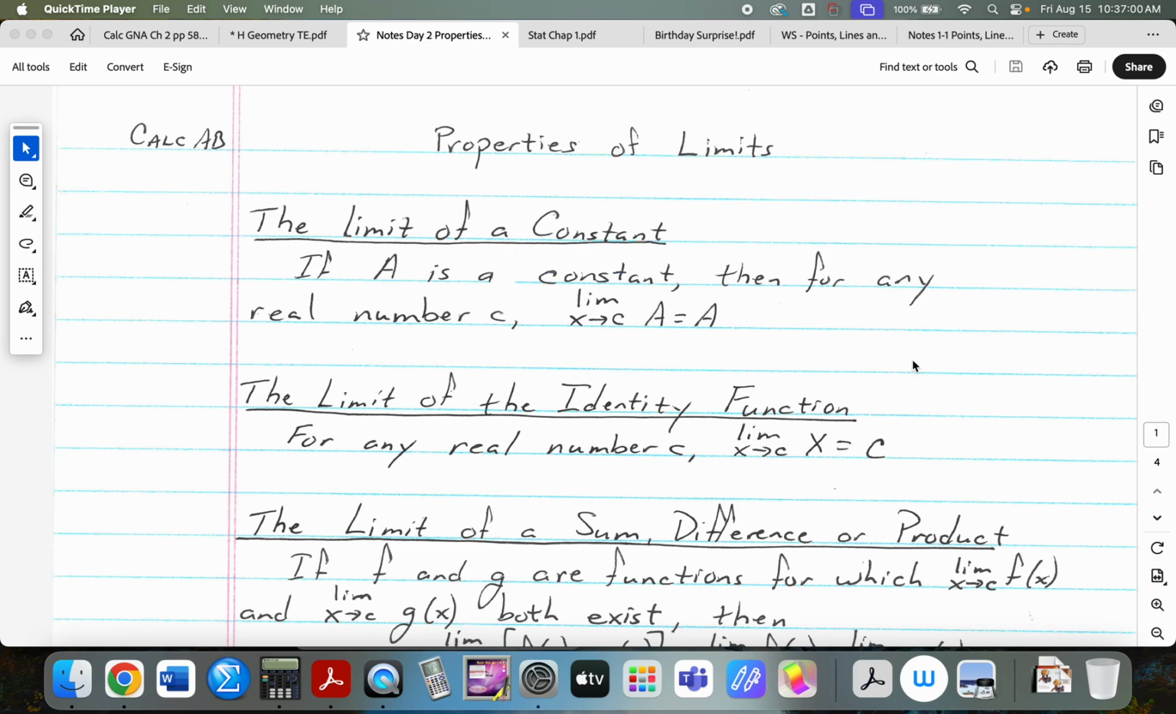Let's look at some properties of limits. We're going to look at some things where some of them are just really painfully obvious, to the place where sometimes students stumble on them because they're so obvious. Okay?